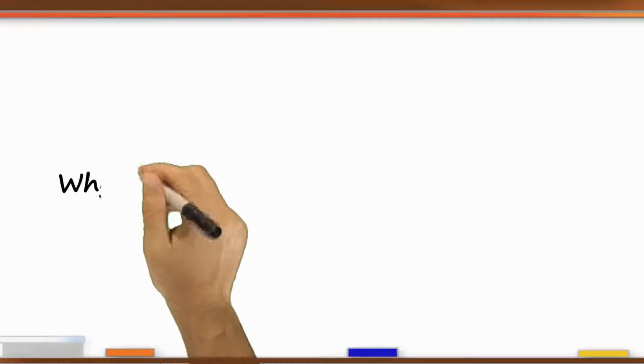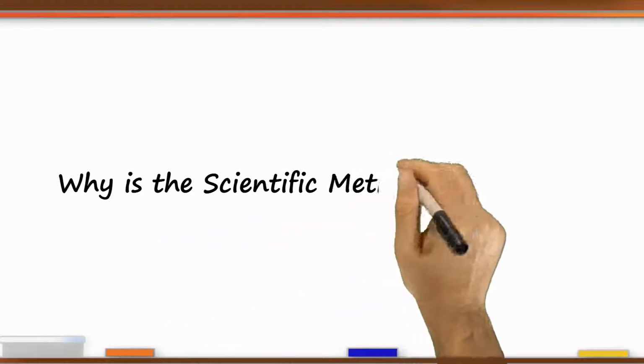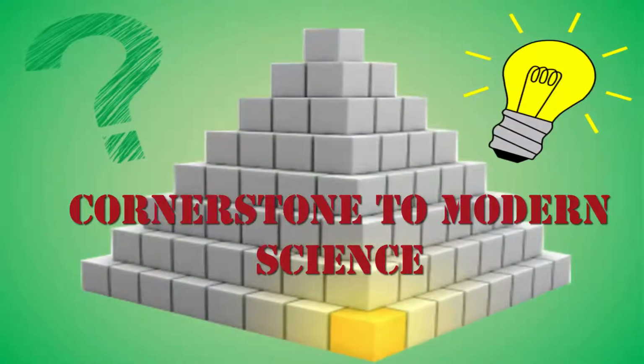So now that we have taken a look at the scientific method, why is it important? The scientific method is the cornerstone to modern science. Without a formal method of determining questions and their answers, we wouldn't have science or the knowledge we have today.